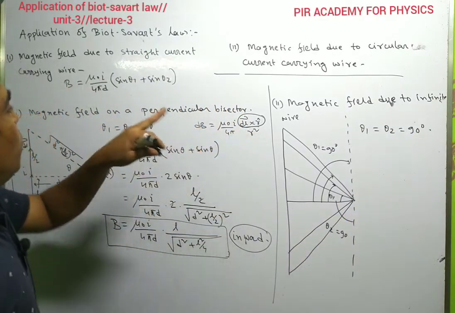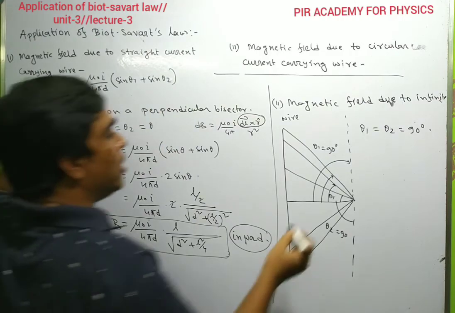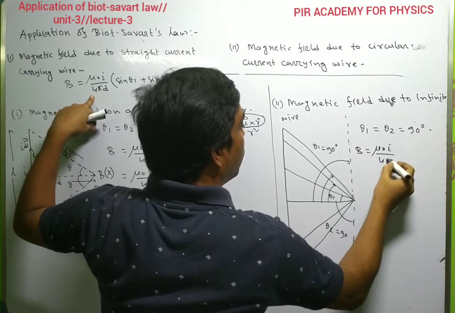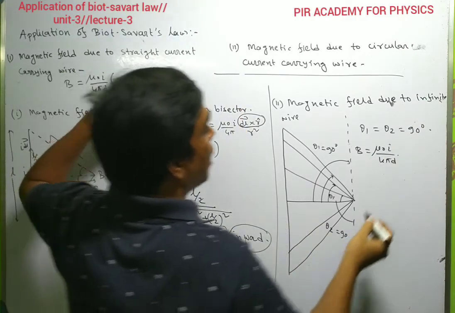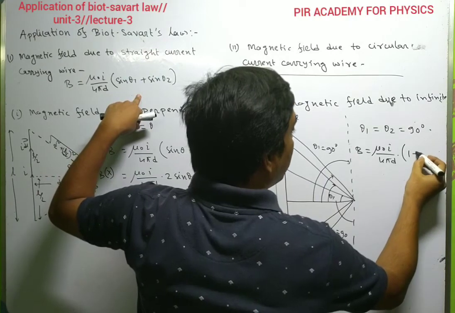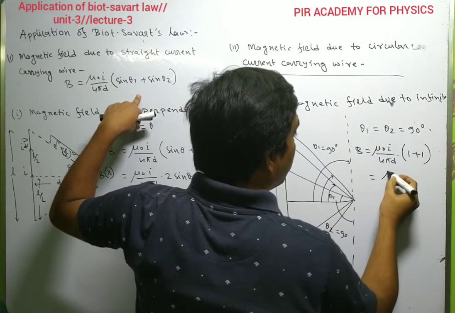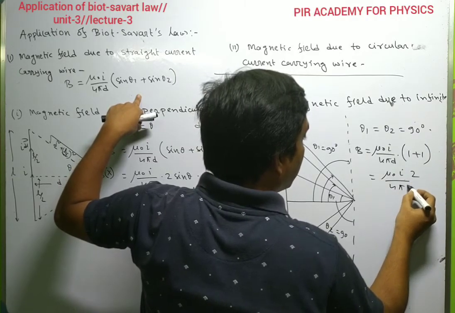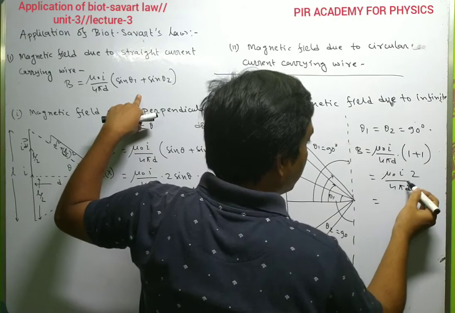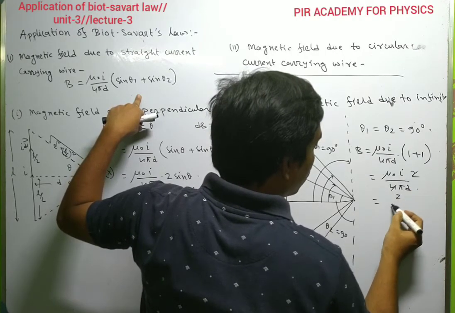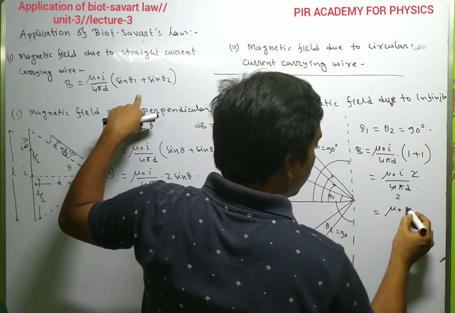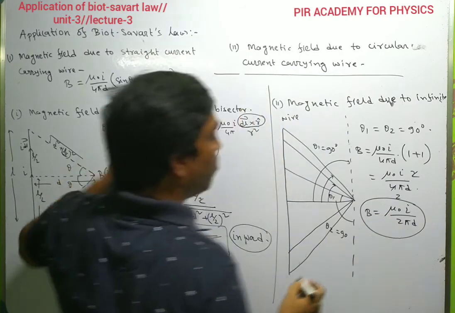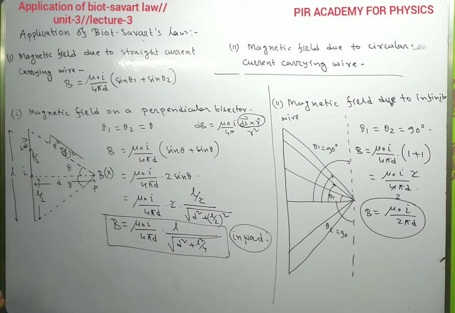So put this value in this equation, then B equals mu 0 I by 4 pi d into sin 90 degrees plus sin 90 degrees, that means 1 plus 1, that means it will be mu 0 I by 4 pi d into 2, that means mu 0 I by 2 pi d. This is the magnetic field due to an infinite long wire.